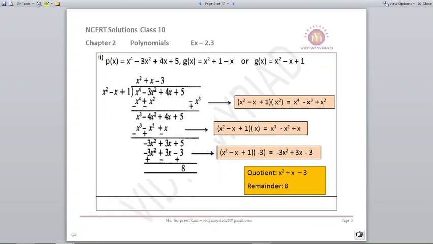Now x square is already there with you. I will multiply this divisor by minus 3 so that I get minus 3x square. On solving this, I am left with only 8. So my remainder is 8 and my quotient is x square plus x minus 3.